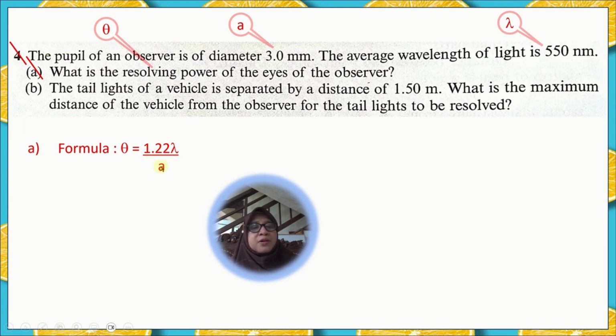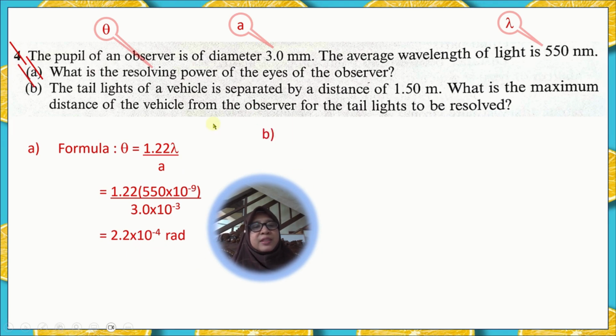This is for when the slit opening is a circle, so we use this formula: theta equals 1.22 lambda over A, if the opening of the slit is a circular shape. Now we substitute the wavelength and A, 3 millimeter converted to meter. So we get the resolving power equals 2.2 times 10 to the power of negative 4 radian.